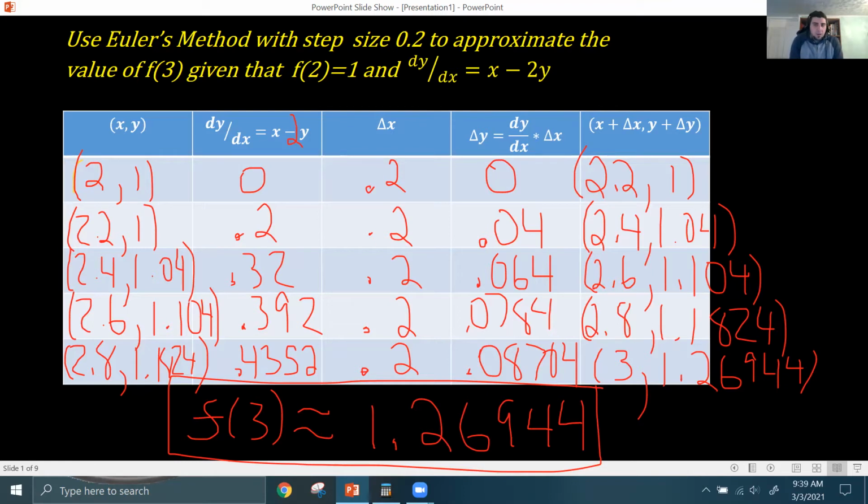All right, guys, I hope that helped you out with calculating Euler's method approximations. I think using this table helps keep you organized and keeps you from making many mistakes.